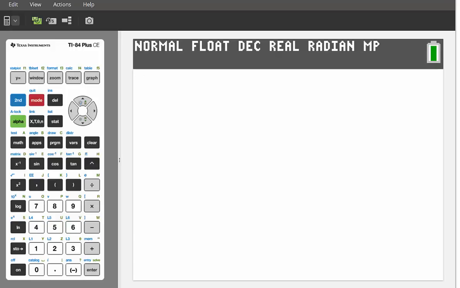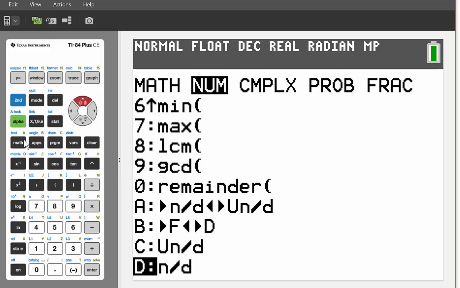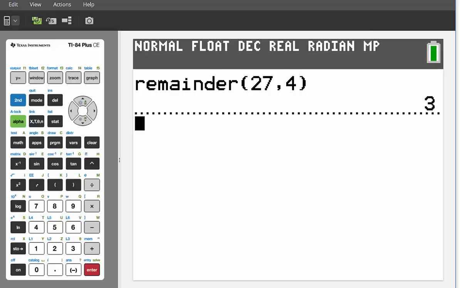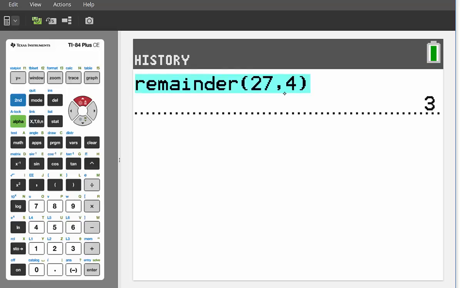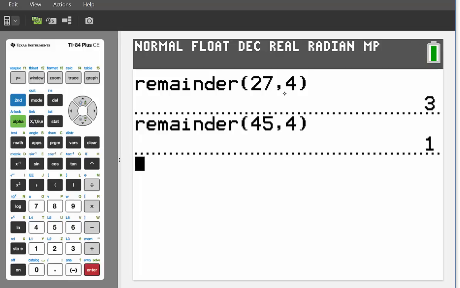Did you know that your GC has a quick way to find the remainder? Press Math. Go to the right under Number, press Up, and you can see option 0 is the remainder command. Select that, and we can key in the dividend, the number to be divided. Put a comma in between that and its divisor. Close the bracket. Voila! That is the remainder when 27 is divided by 4. Let's do it one more time. I'm going to copy and paste this and replace the 27 by 45. So that has remainder 1.